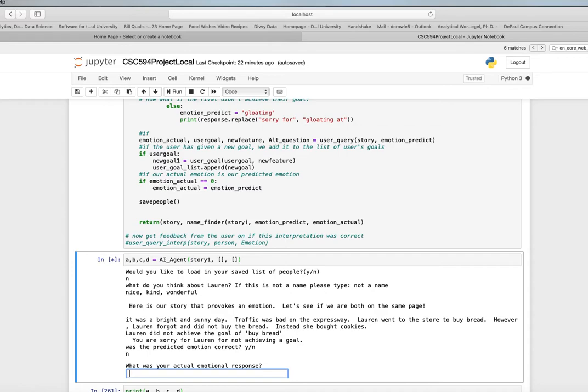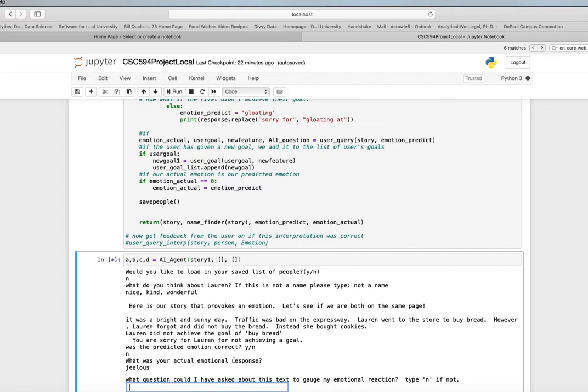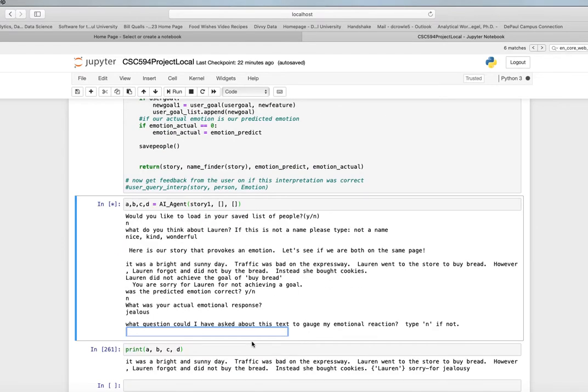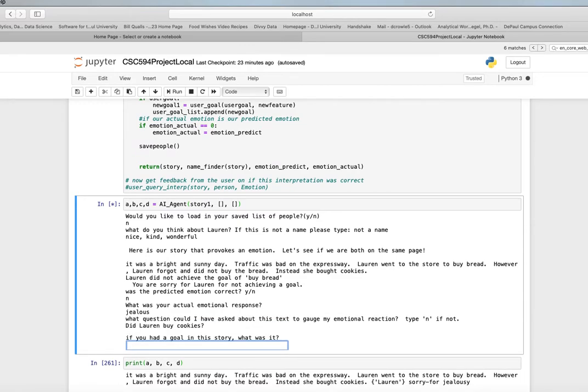So what was our actual response? Let's say we're jealous. All right, so now the agent wants to know a little bit more. What questions could it have asked itself about this text to gauge my emotional reaction? Let's say, did Lauren buy cookies? Then it wants to know a little bit more, like why was this question relevant to us?